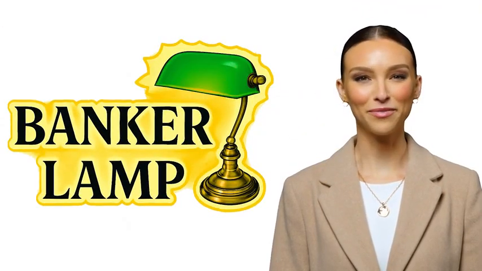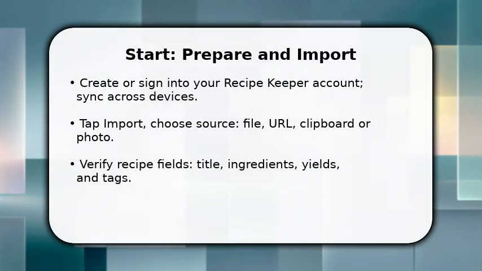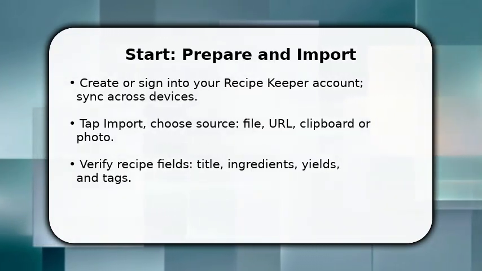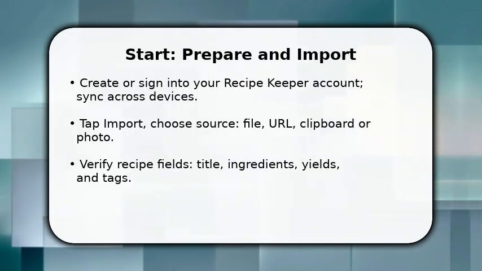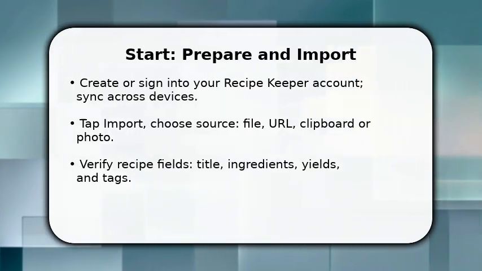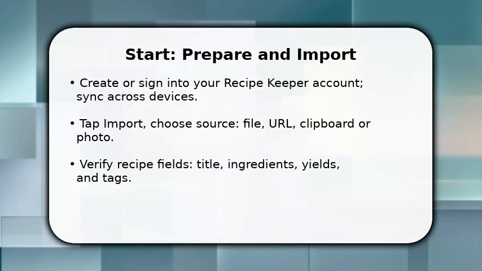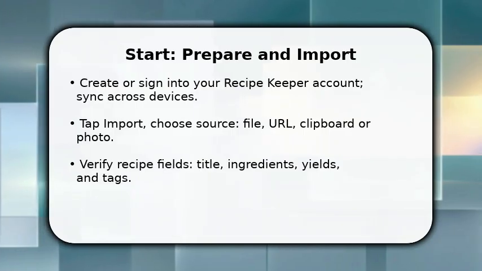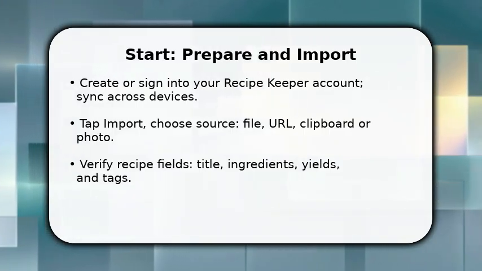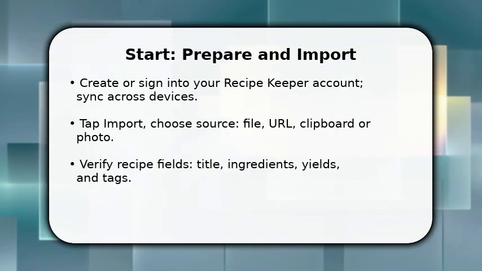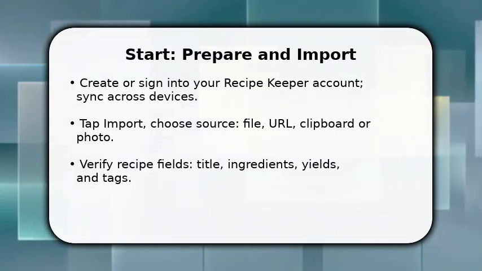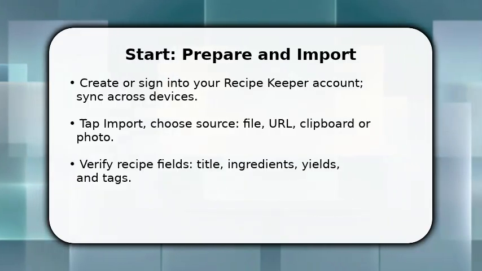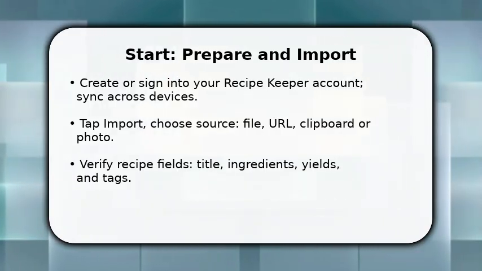Please enjoy the video. You begin by preparing the essentials. Sign into RecipeKeeper and confirm sync is on so changes appear on all devices. Once done, tap Import and pick the source, file, URL, clipboard, or photo, because each keeps different metadata. Make sure to review and correct title, ingredients, yields, and tags immediately so search and scaling work later. This first actionable step removes guesswork and lets you organize recipes consistently.